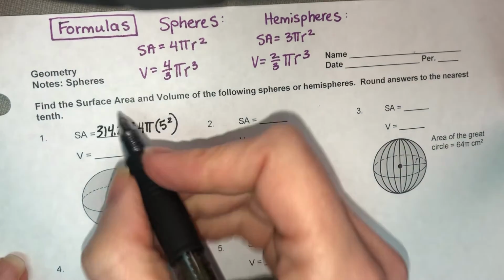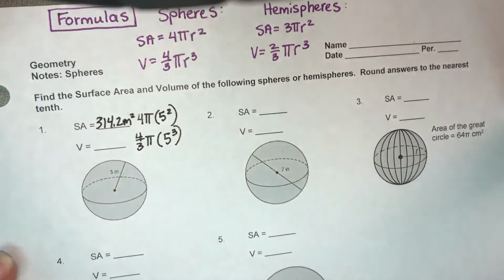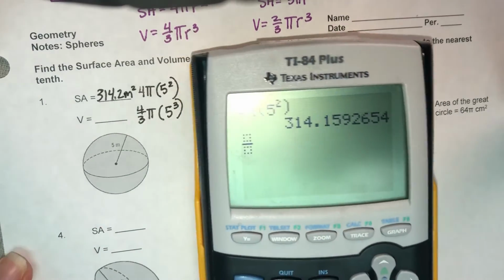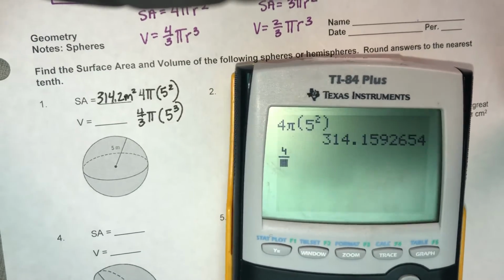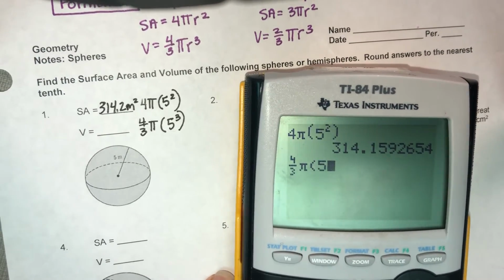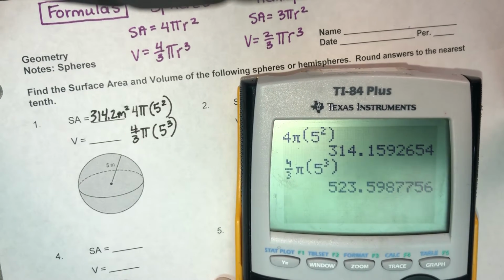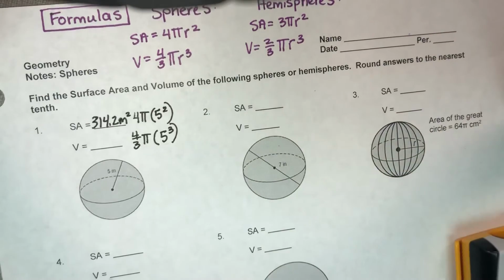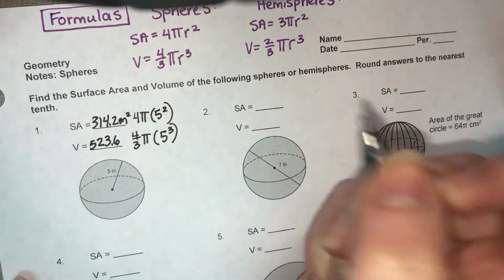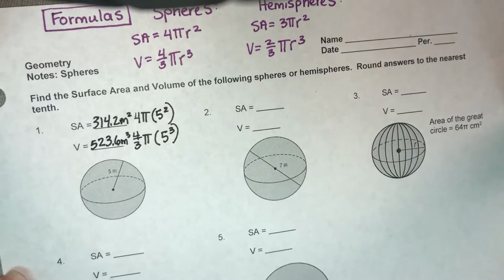Now to do the volume, we're going to have 4/3 pi times 5 cubed. So we have to do the third power. So I'll use alpha y equals number 1 to get my fraction. And I go 4/3 pi times 5 to the third power. So that's 523.6. And this one is going to be cubic meters because our volumes are measured in cubic units.